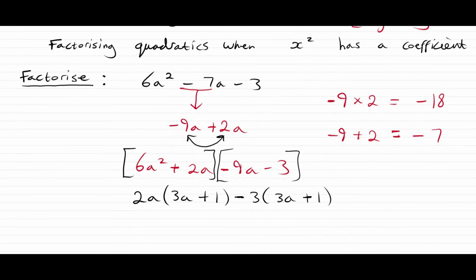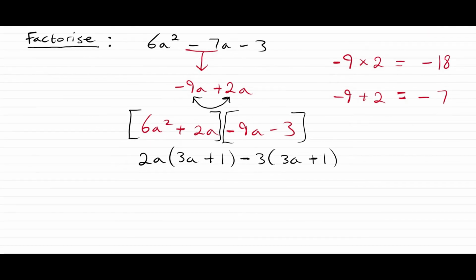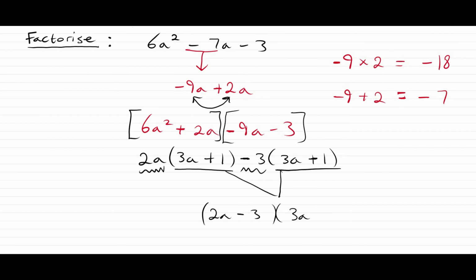Right, so now all we have to do is combine these. These brackets are the same, so this will be one of our brackets. And then we'll combine the 2a and the minus 3. So our whole answer becomes, in one bracket, 2a minus 3, and the other bracket will have 3a plus 1. It's supposed to be an a. Yeah, and that's the answer.